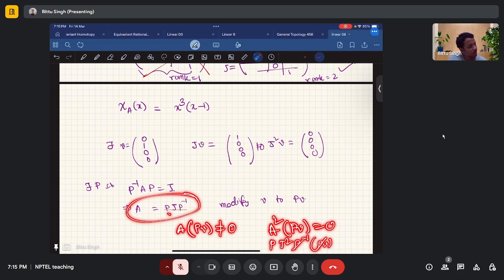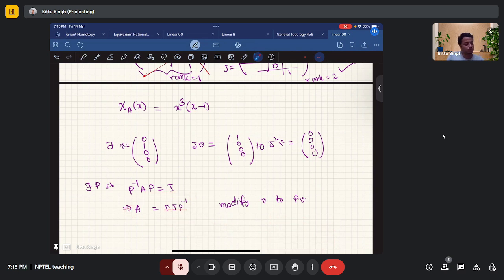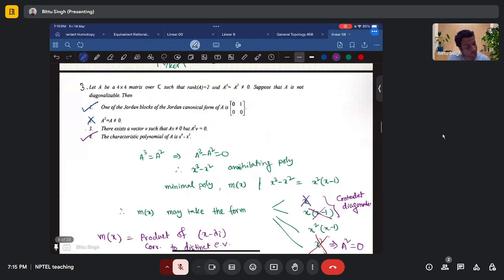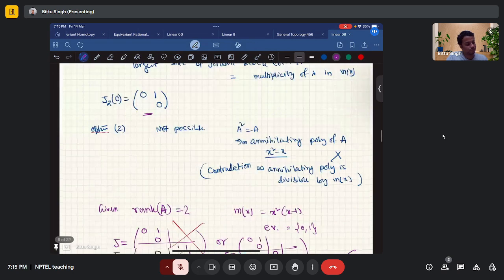This PP cancel, and J square V equal to 0. But JV will not be 0, and therefore this is actually true. So the conclusion is, therefore, option 3 is correct. Some V actually exists. So option 3 is correct. AV non-zero, but A square phi is 0.